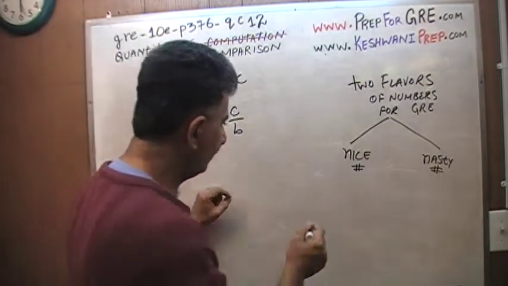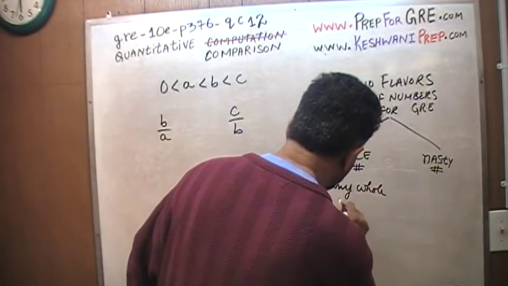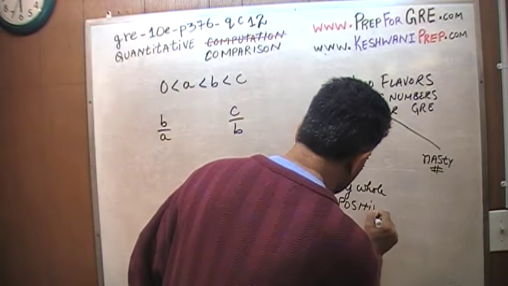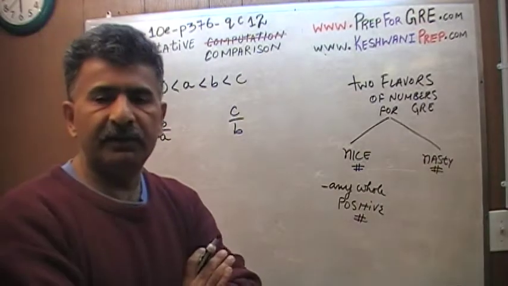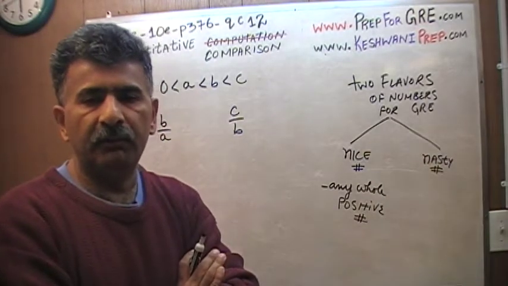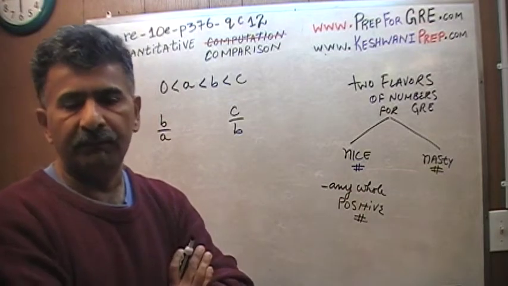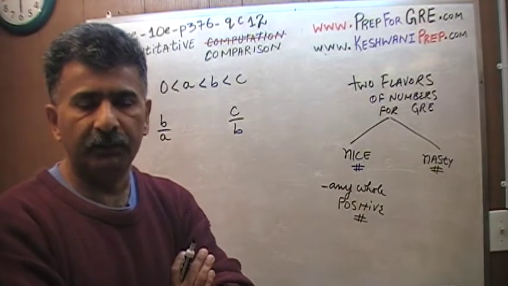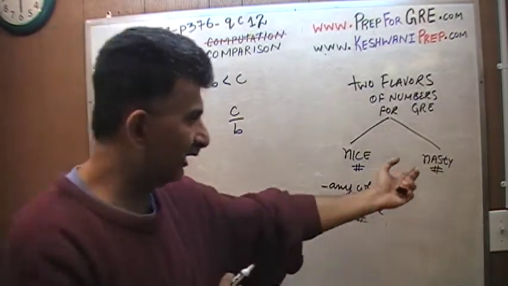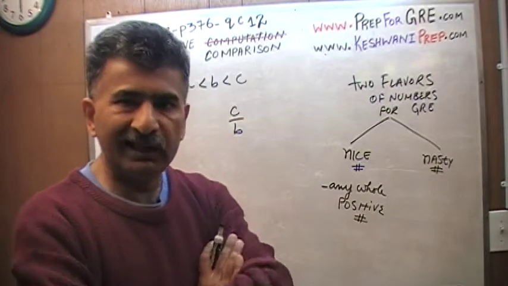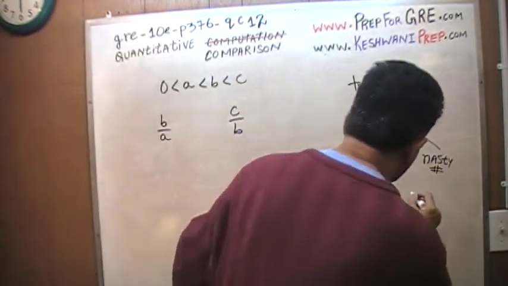What are nice numbers? Nice numbers are any whole positive number. Nice numbers are the kind of numbers that most ordinary people think of when they're plugging in numbers. Those are the only kind of numbers that they can think of. They do not think outside the box. They do not think of a weird scenario. They do not contemplate strange situations, which is what the nasty numbers are all about. The nastiest of all the numbers is 0.